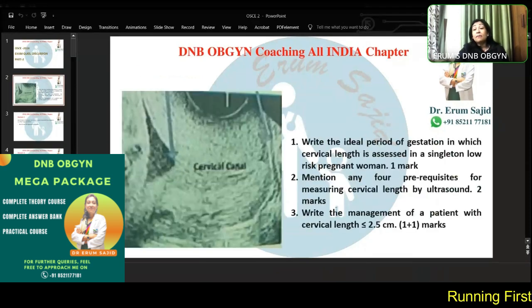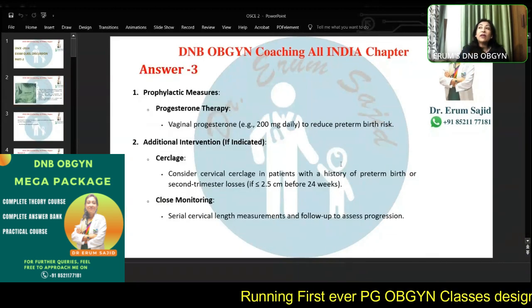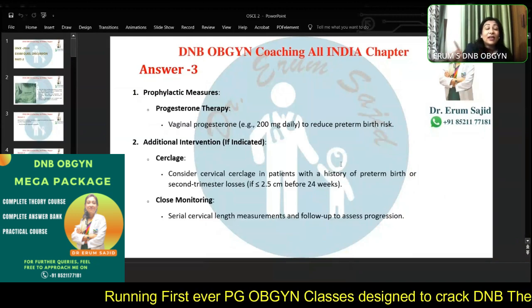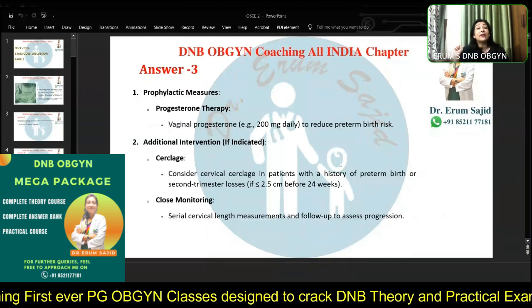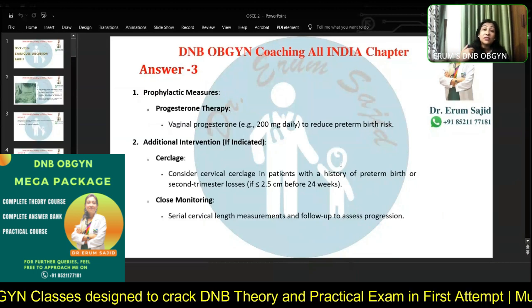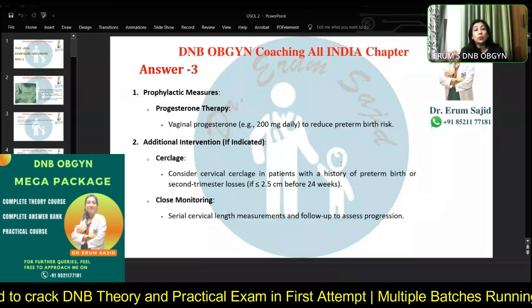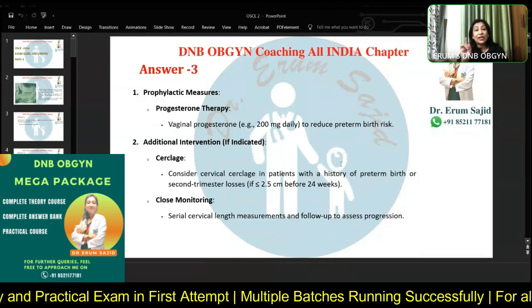Write the management of a patient with cervical length less than 2.5 centimeters. What will you do? Mostly when a patient gets a cervical length less than 2.5 centimeters and does not have any further risk factors, that means she does not have any history of preterm losses, nor is she a candidate of large loop excision, nor has she had any cervical operations, nor a previous cerclage, nothing. Just an incidental finding of less than 2.5 centimeters. You will only give her vaginal progesterone.